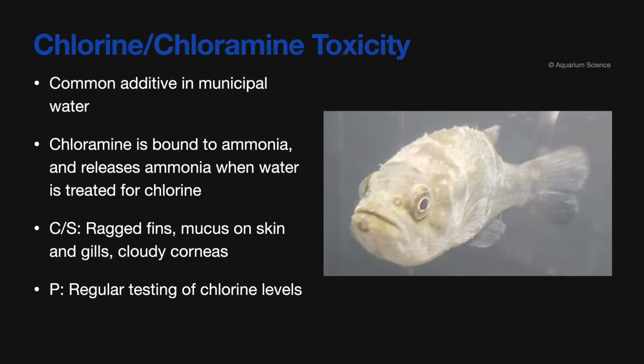First up, for our fish, we're going to take a look at some diseases linked to environmental conditions. Chlorine and chloramine are common additives in municipal water sources. Chloramine is bound to ammonia and releases that ammonia when the water is treated for chloride. Clinical signs of this toxicosis include ragged fins, mucus on the skin and gills, and cloudy corneas. Prevention involves regular testing of water chlorine levels.